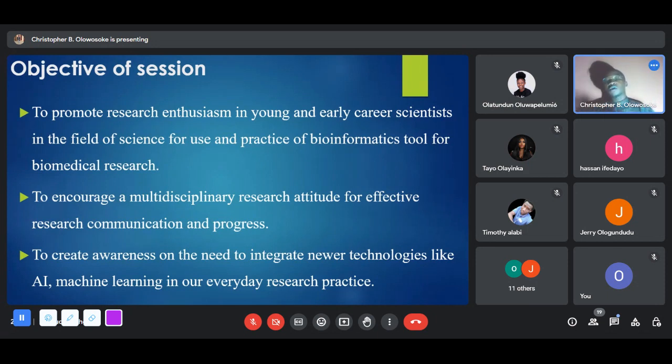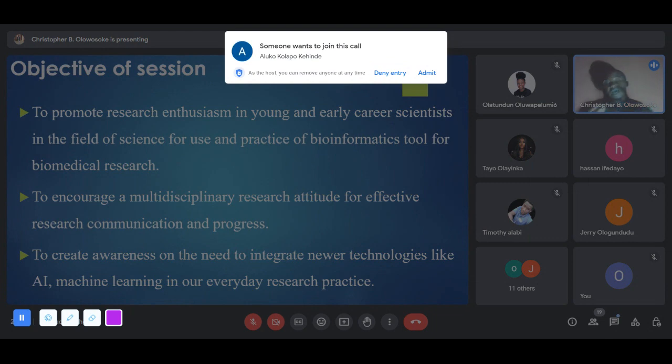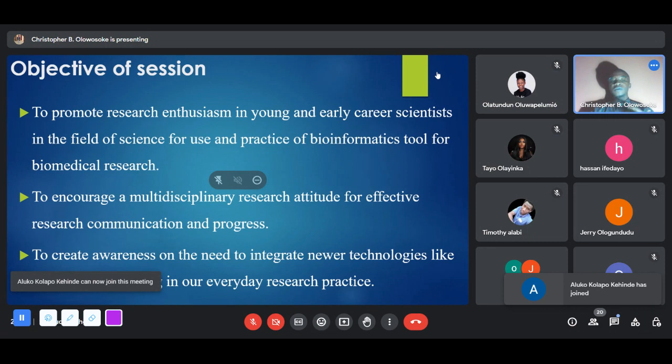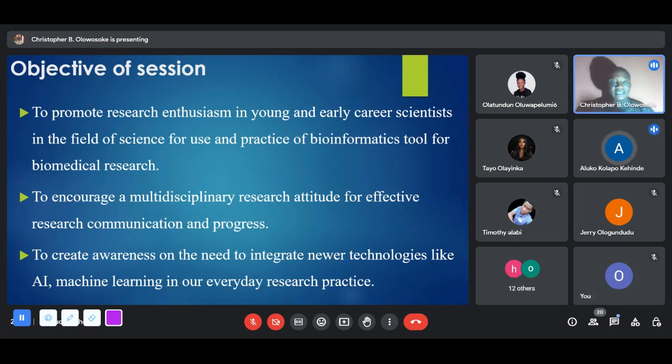Let's say I want to work with biochemistry. I must be able to relate to fields that have to do with macromolecules. So those fields are relevant. We are trying to encourage a multidisciplinary research attitude for young and early career scientists, like I've said. And the third objective of this session is to create awareness of the need to integrate newer technologies. Again, with advancements in technology, people are migrating to the use of sophisticated technology like ChatGPT, for instance.